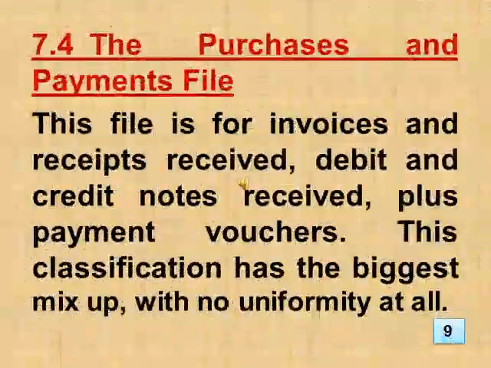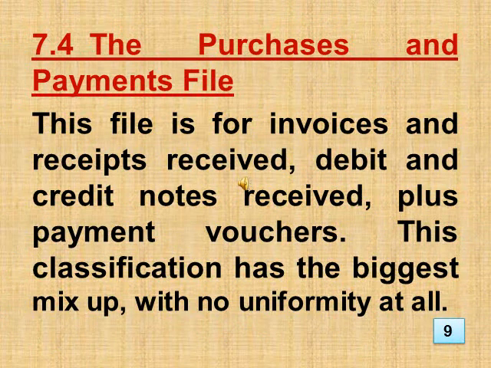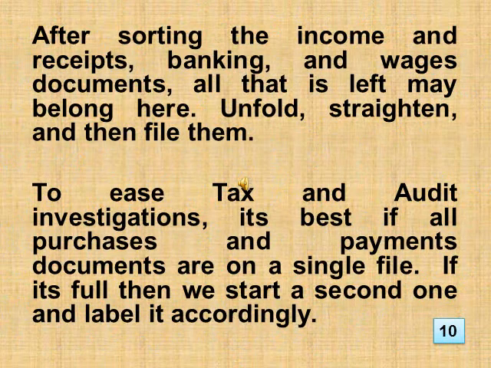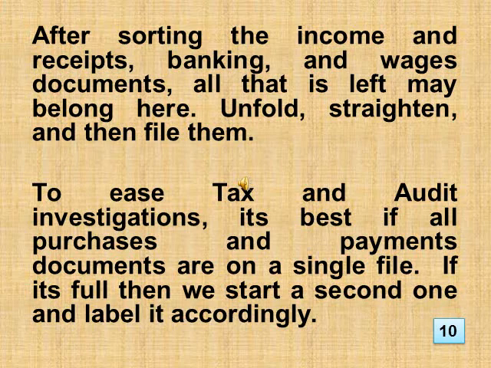Section 7.4. The Purchases and Payments file. This file is for invoices and receipts received, debit and credit notes received, plus payment vouchers. This classification has the biggest mix-up, with no uniformity at all. After sorting the income and receipts, banking, and wages documents, all that is left may belong here. Unfold, straighten, and then file them.